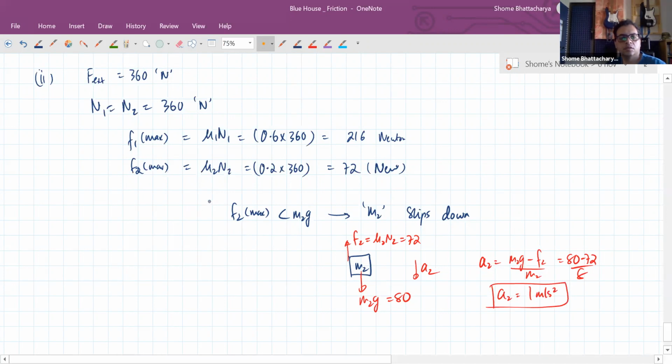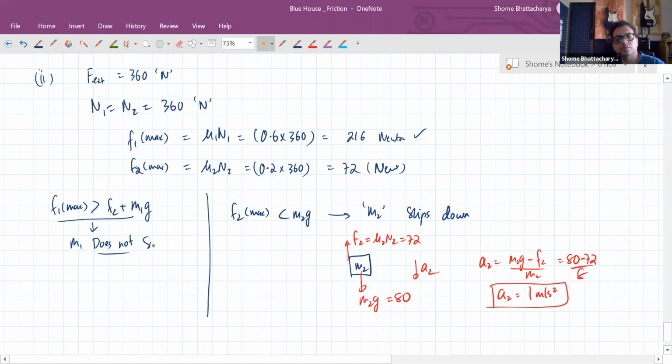Whereas this one, F1 max, is greater than F2 plus M1G. Sorry, is less than, or greater than, yeah. So that means M1 does not slip. So what happens in M1's free body diagram? This will be a static friction which will balance the sum of this F2, which is 72 newtons, and its weight, which is 120 newtons. So its acceleration will be 0.